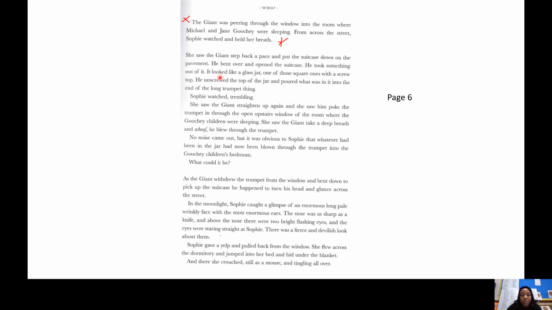Fantastic. We're going to read this bit together now.